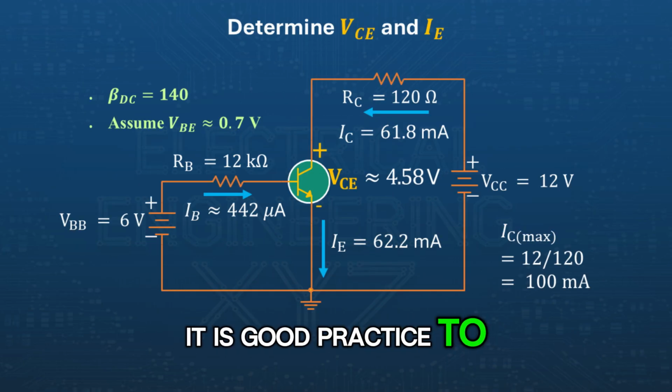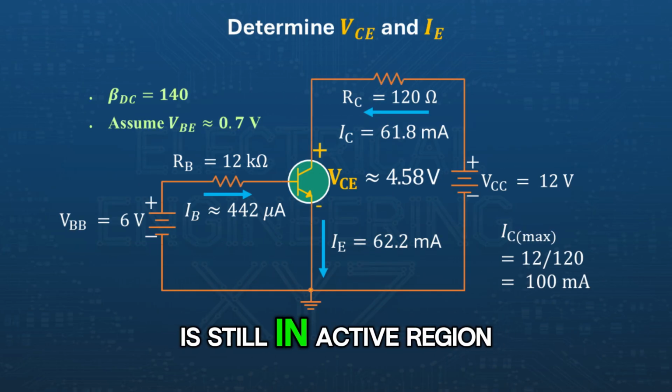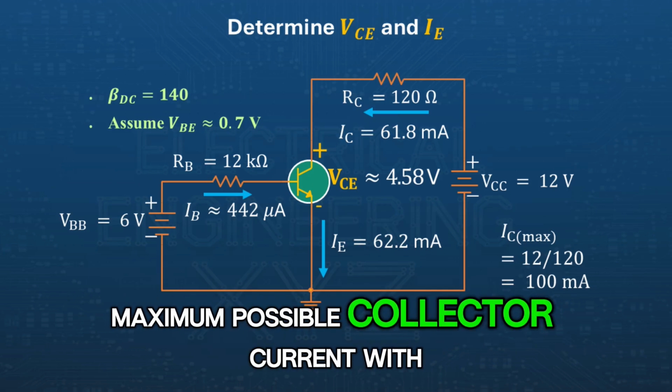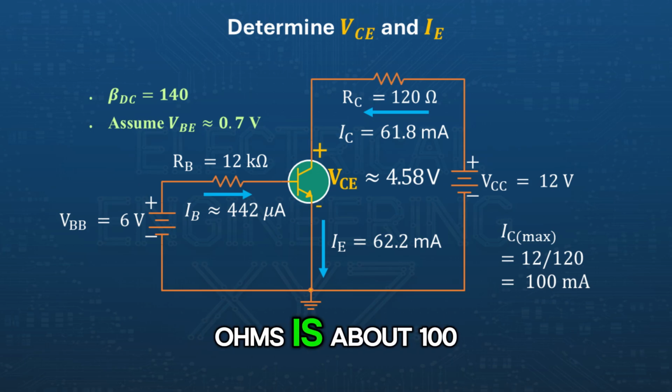It is good practice to note that the transistor is still in the active region. Since the collector current is 61.8 milliamps, and the maximum possible collector current with RC equal to 120 ohms is about 100 milliamps.